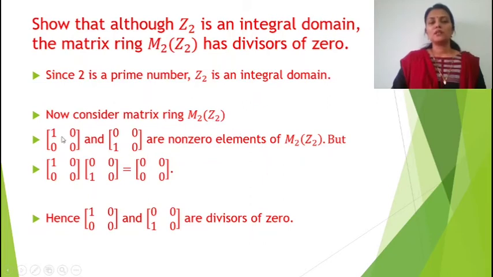Take two elements from that, [1 0; 0 0] and [0 0; 1 0]. Both are non-zero elements of M2(Z2), but the matrix product of [1 0; 0 0] and [0 0; 1 0] is [1 into 0 plus 0 into 1, 1 into 0 plus 0 into 0; 0 into 0 plus 0 into 1, 0 into 0 plus 0 into 0]. The product will be [0 0; 0 0]. Hence, the product is 0, but the elements are not 0. Therefore, [1 0; 0 0] and [0 0; 1 0] are divisors of 0.